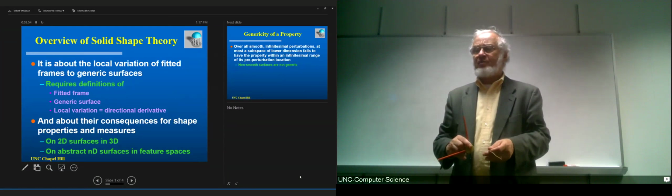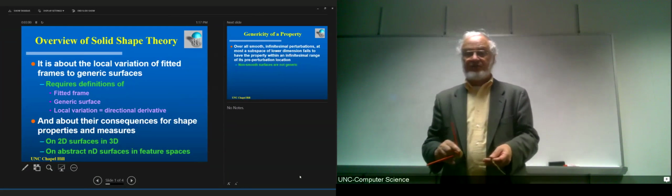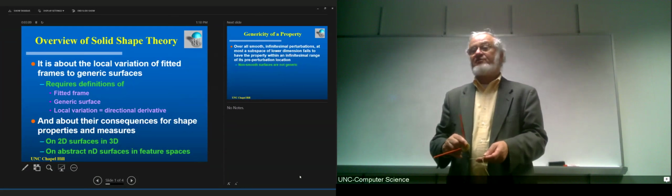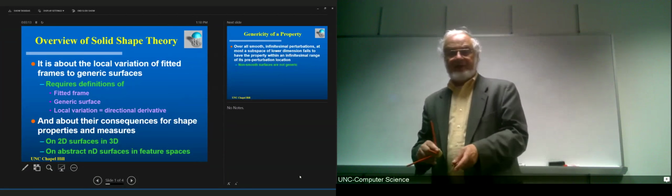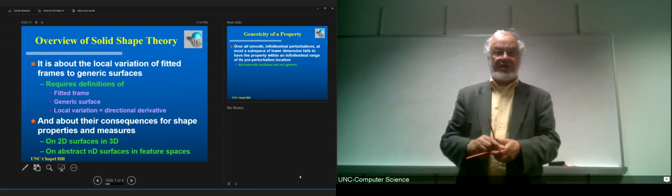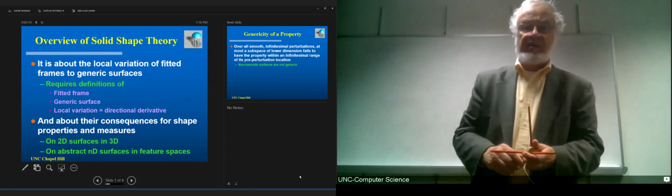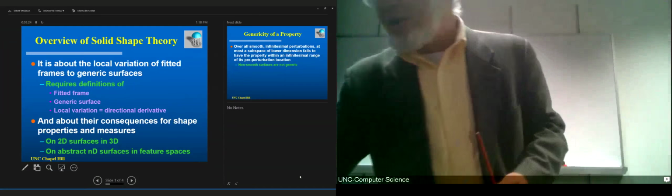but we're also now and then going to talk about feature spaces, which are typically very high dimensional surfaces. And we're going to be talking about the generalization of these ideas to the shape properties of these abstract surfaces in feature spaces. So we need a definition of what I mean by a fitted frame, what I mean by a generic surface, and what I mean by local variation. Okay, local variation is really very easy.